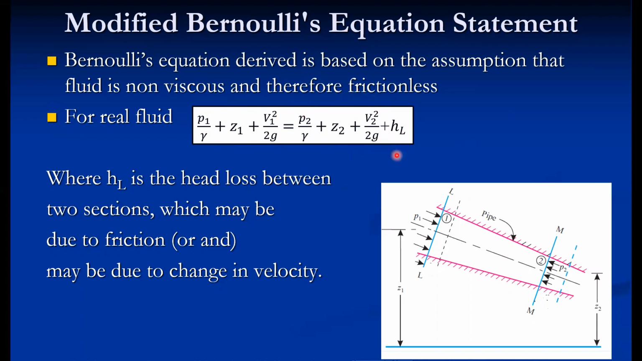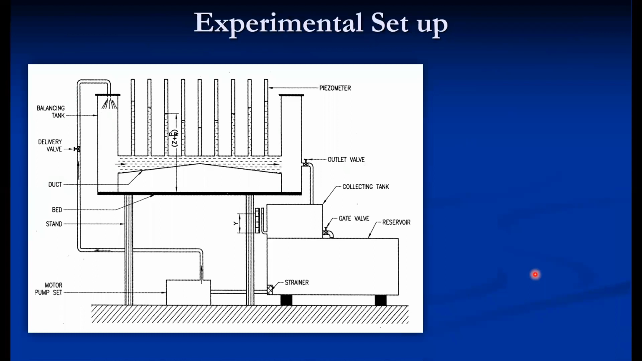Some head loss already occurs during the course of flow, which we have to account for. So this is the experimental setup of Bernoulli's equation. It mainly consists of a non-uniform diameter cross-section pipe. Piezometers are fitted at various distances along this non-uniform pipe section to measure the static head or pressure head. Both ends are connected to a tank, or a balancing tank, we can say.